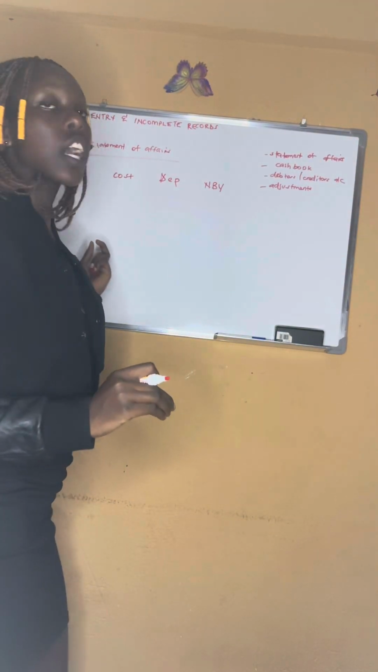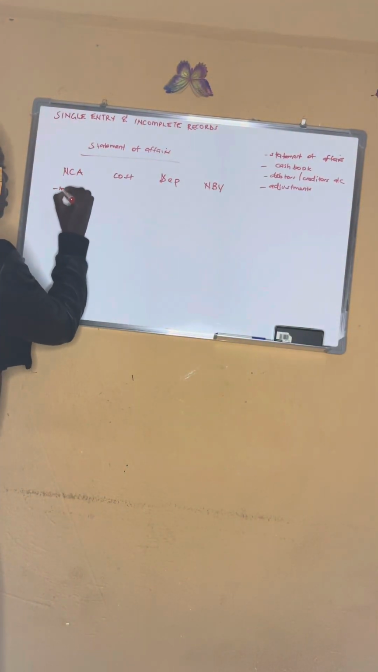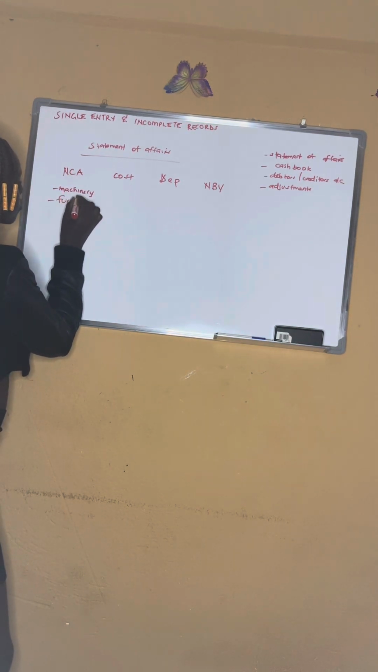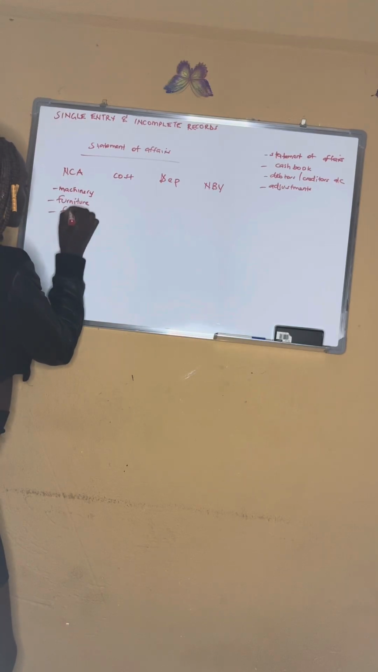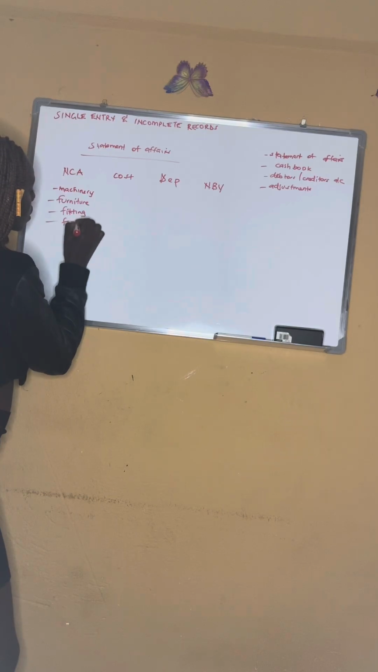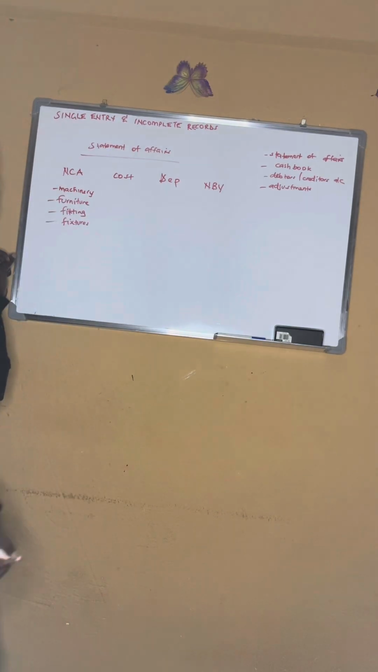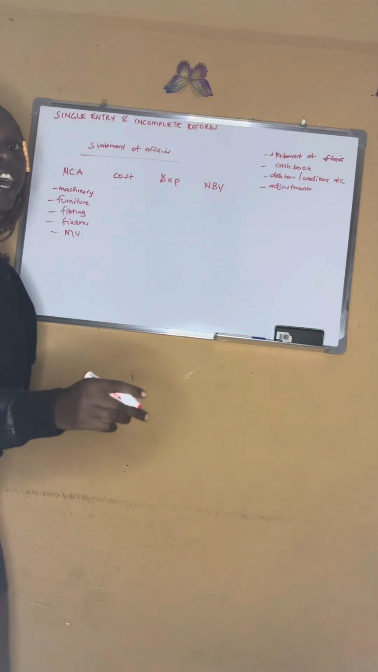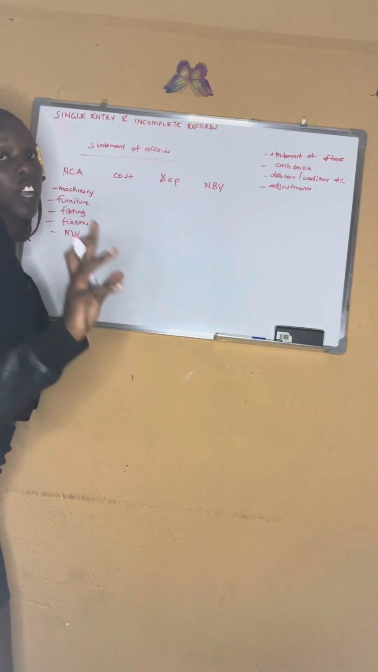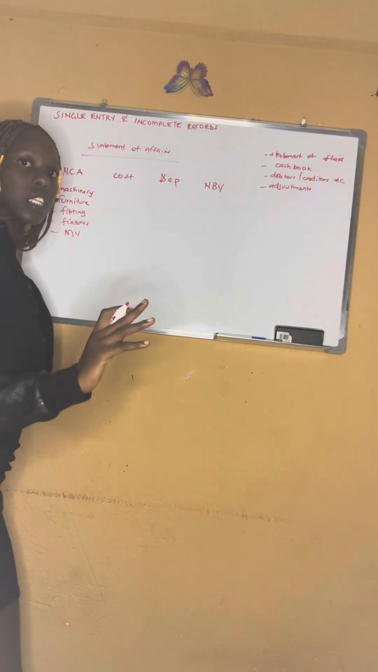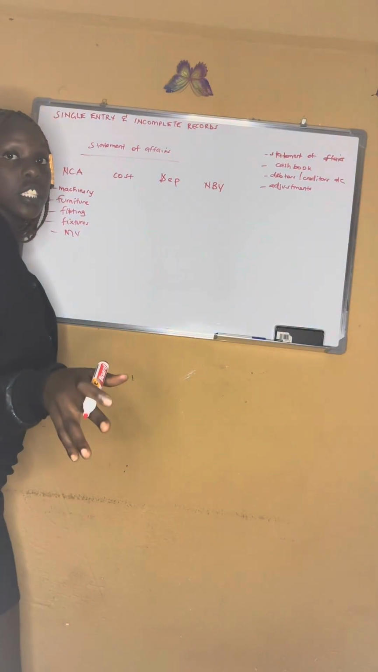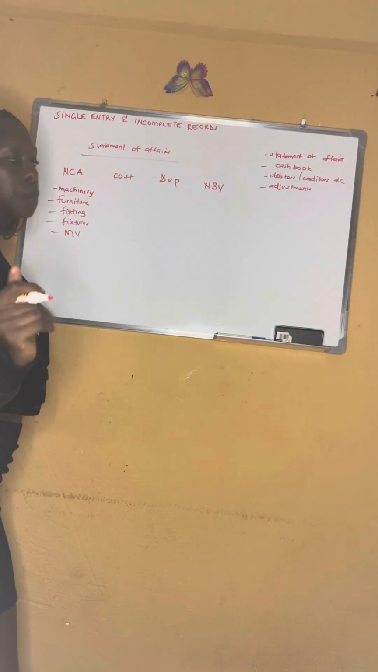So non-current assets, we have machinery, we have furniture, we have fittings, we have fixtures, we have motor vehicle. Those are all under non-current assets. We also have current assets. Remember, for you to get the total assets, it's non-current assets plus current assets.